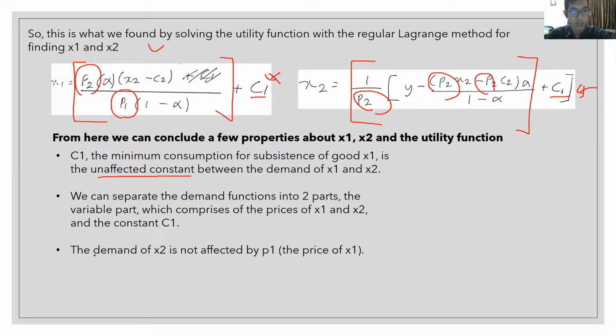And then we also see that the demand of X2 is not affected by the price of C1. Oh, sorry, the price of P1, which is the price of X1. Because over here in the demand of X2, we do not see any P1.